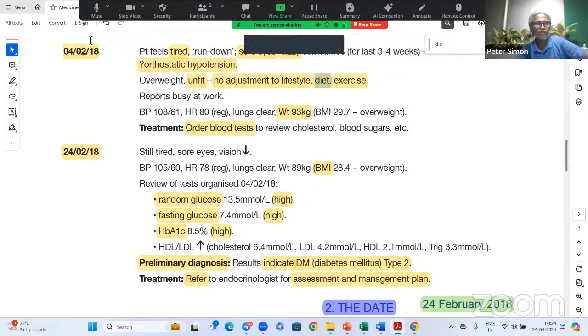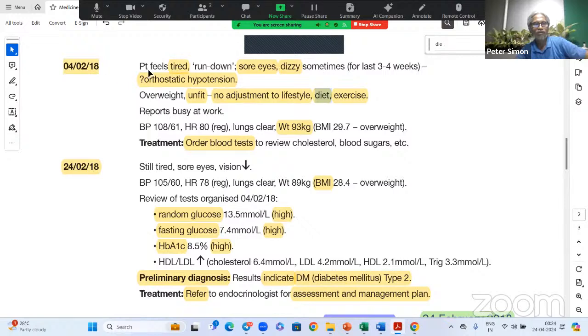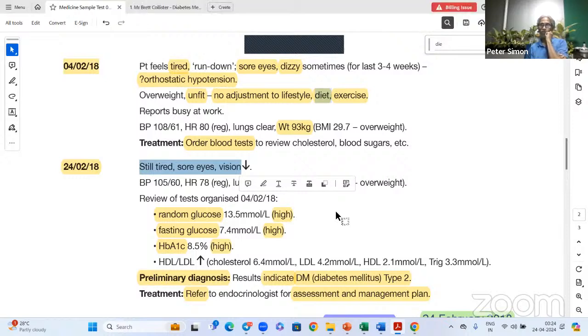So this is the latest visit with problems: tiredness, sore eyes, and all these things. And these symptoms worsened, deteriorated, arrow mark down. Tiredness deteriorated, sore eyes deteriorated, vision reduced, like that, worsening symptoms.